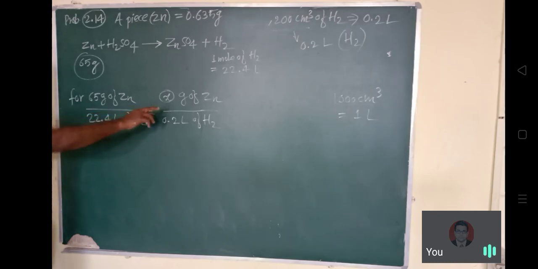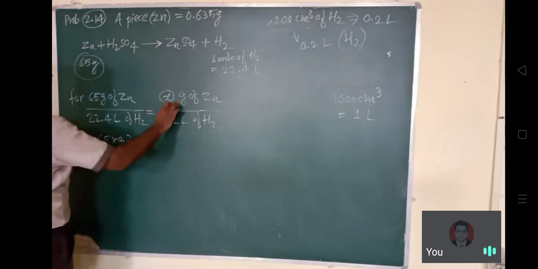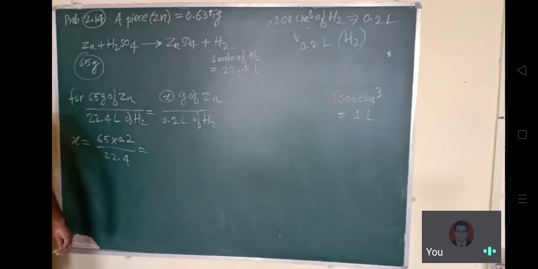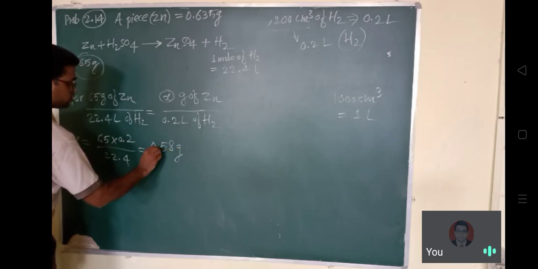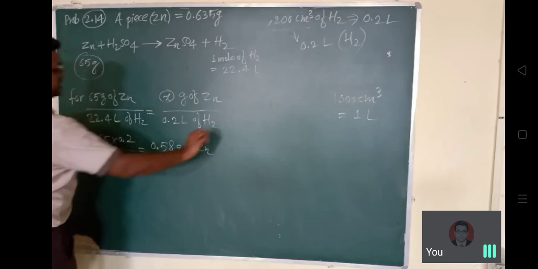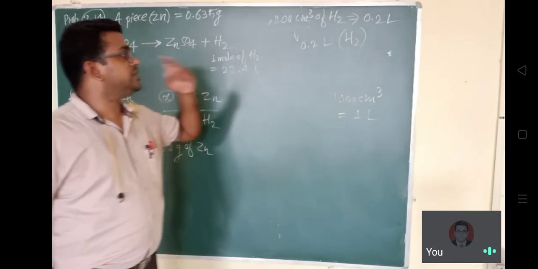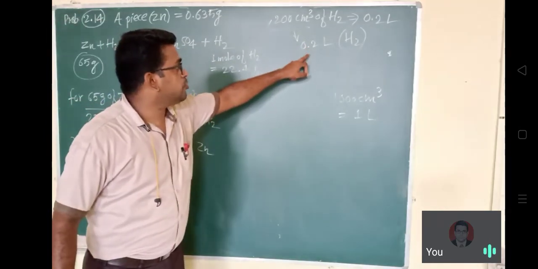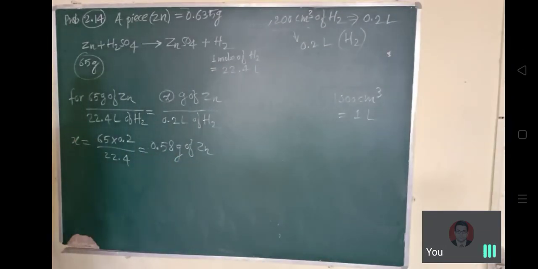x is equal to 65 multiplied by 0.2 divided by 22.4. This will give us the answer of x in terms of grams of zinc, and the answer is 0.58 grams. So 0.58 grams of zinc will be required when 0.2 liters of hydrogen is liberated.